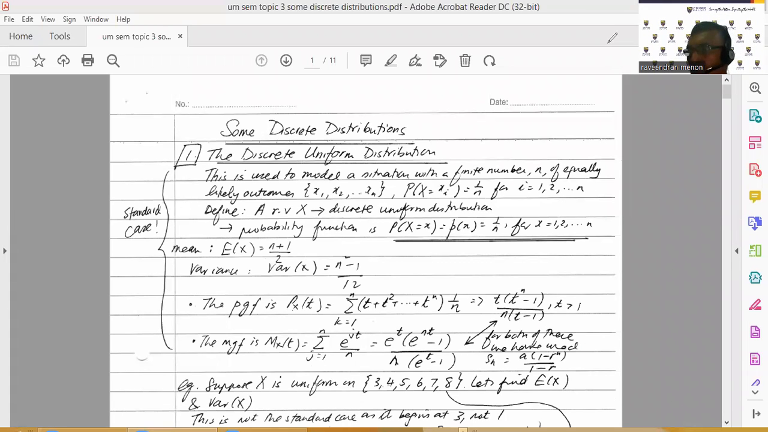Now we will look at some specific discrete distributions. We've already talked about what a discrete random variable is. We have talked about the probability distribution of a discrete random variable. Those were the general cases we talked about, right?